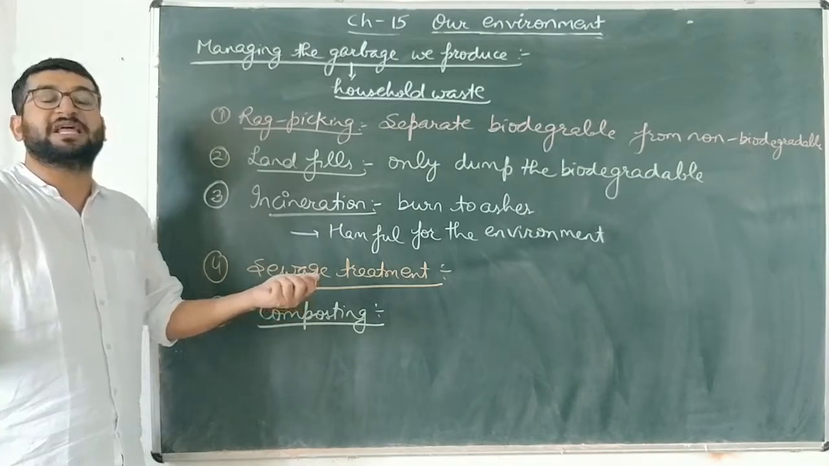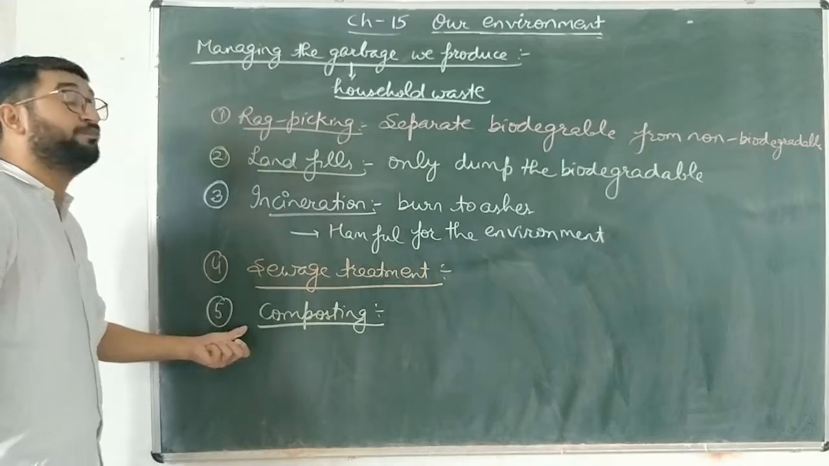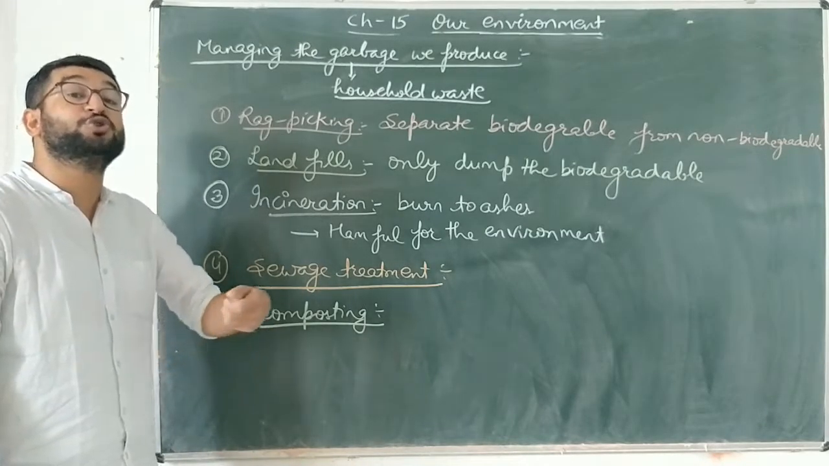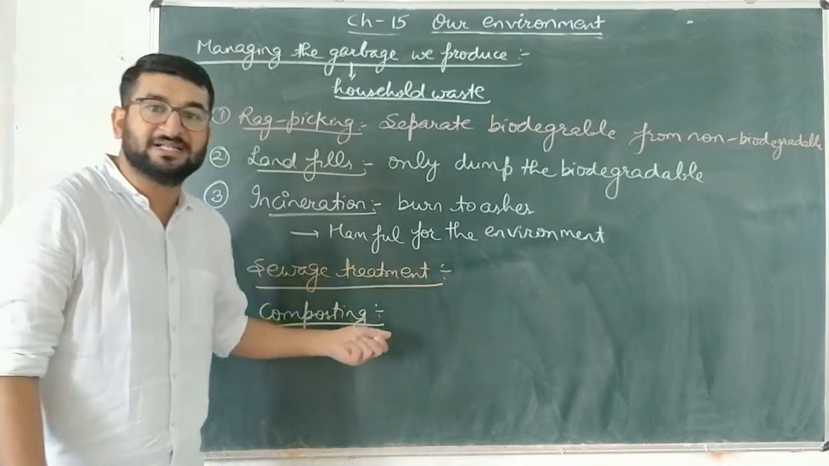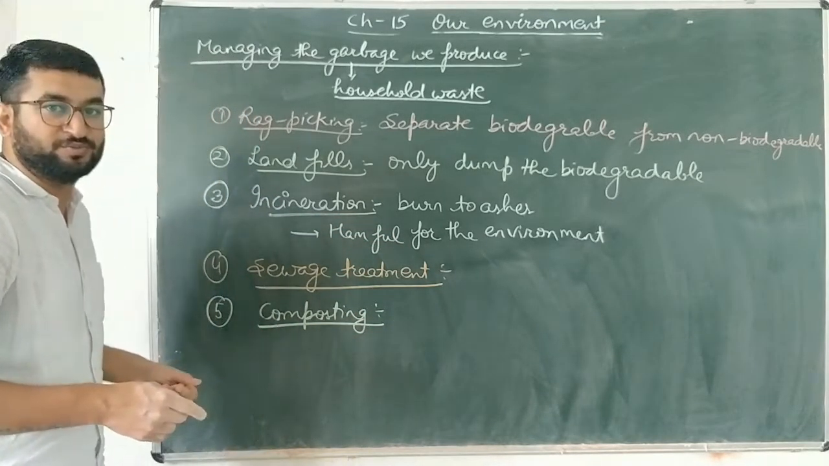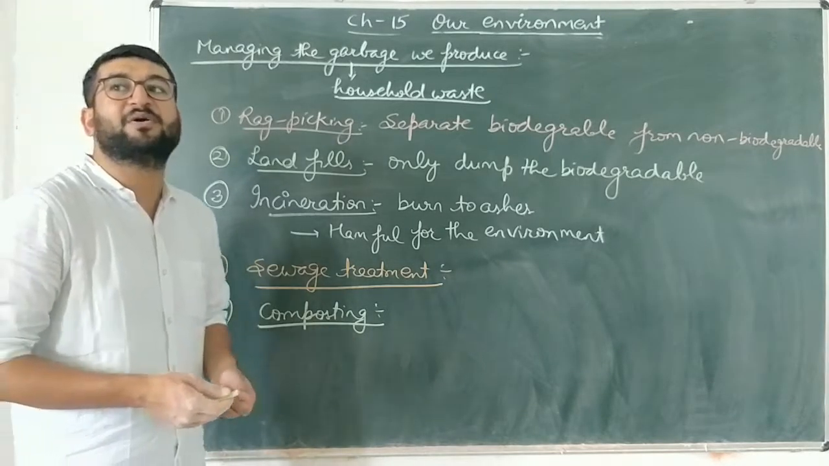The leaves which we collect from our lawn are decomposed and converted into compost. That is a manure, and that manure is used in our lawns or gardens or in our flower pots, which we usually place at our homes. So that is a method to deal with biodegradable waste.